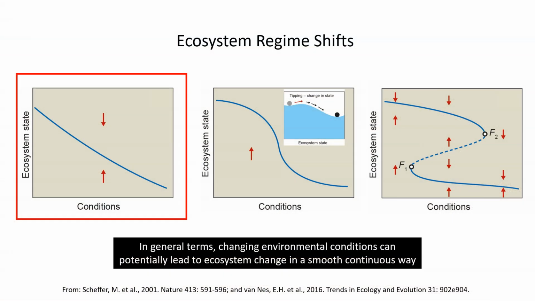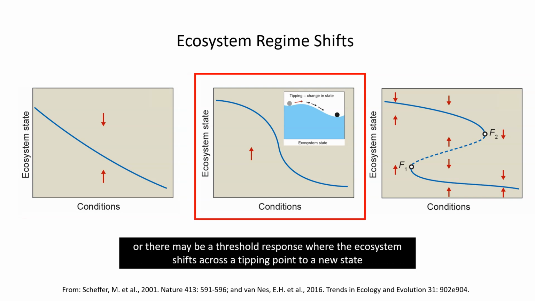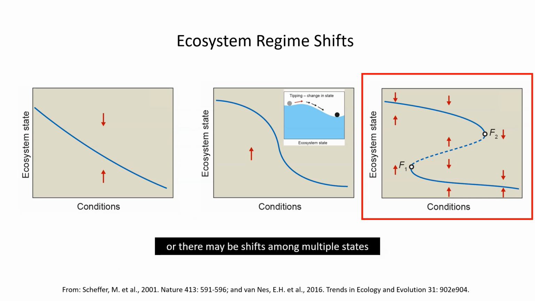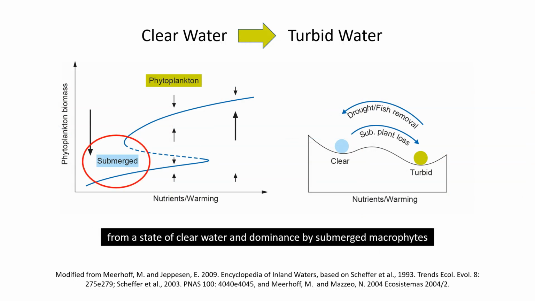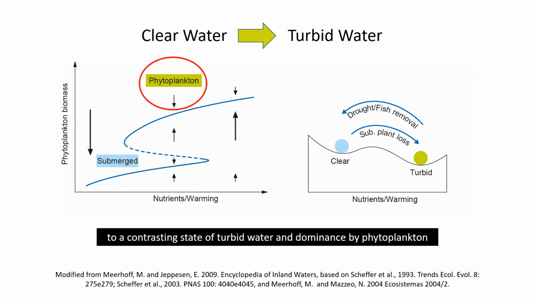In general terms, changing environmental conditions can potentially lead to ecosystem change in a smooth, continuous way. Or there may be a threshold response where the ecosystem shifts across a tipping point to a new state. Or there may be shifts among multiple states. In shallow lake ecosystems, there can be a striking pattern of regime shift, from a state of clear water and dominance by submerged macrophytes to a contrasting state of turbid water and dominance by phytoplankton.